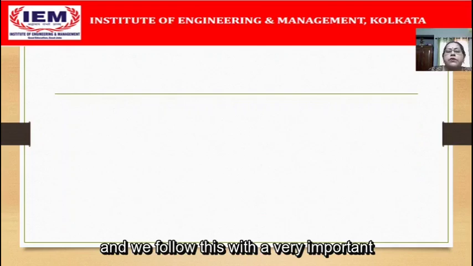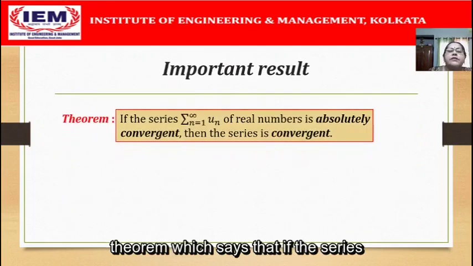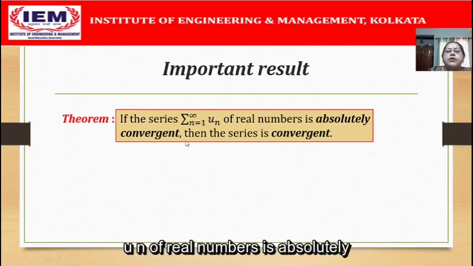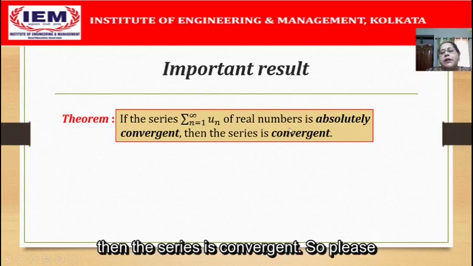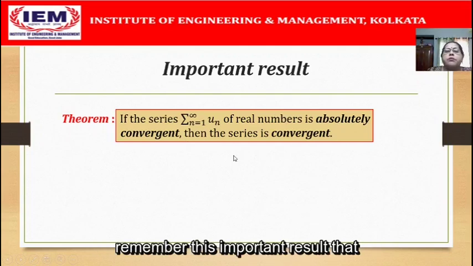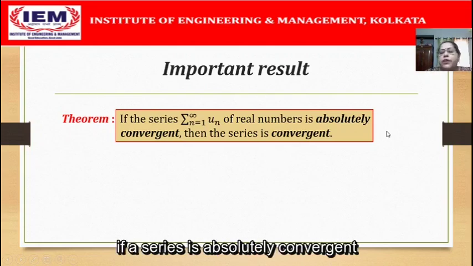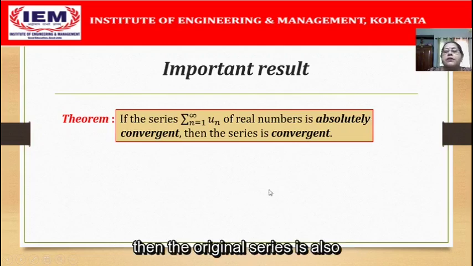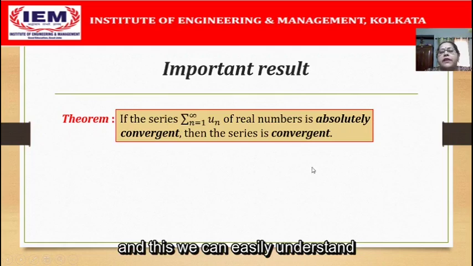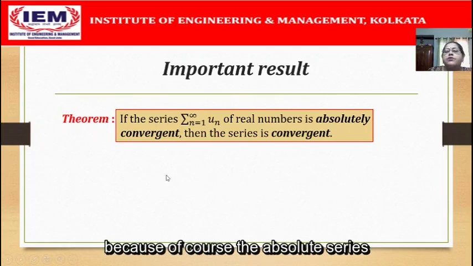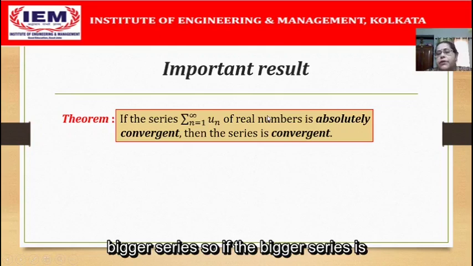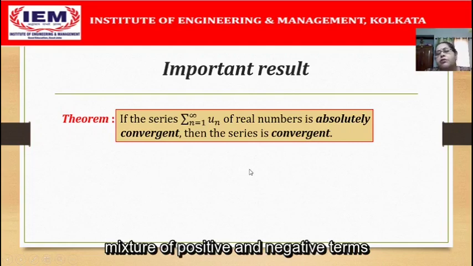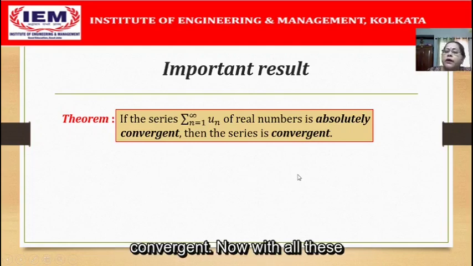And we follow this with a very important theorem which says that if the series summation un of real numbers is absolutely convergent, then the series is convergent. So please remember this important result: if the absolute series is convergent, then the original series is also convergent. And this we can easily understand because of course the absolute series will be a bigger series. So if the bigger series is convergent, the smaller series, which can contain a mixture of positive and negative terms, is also going to be convergent.